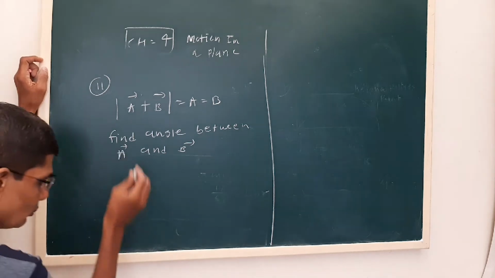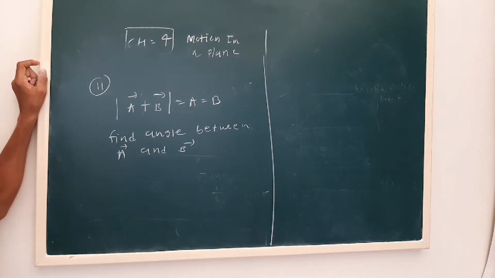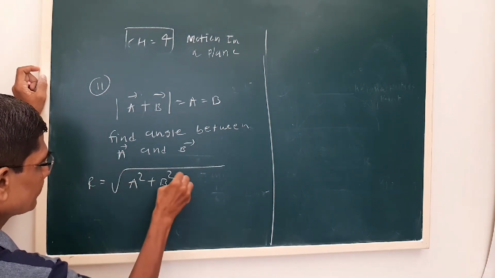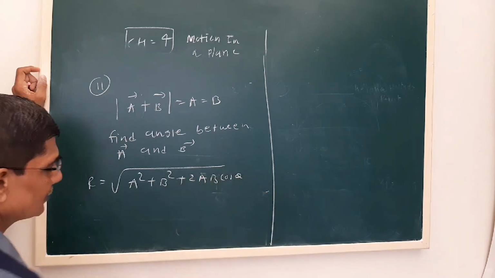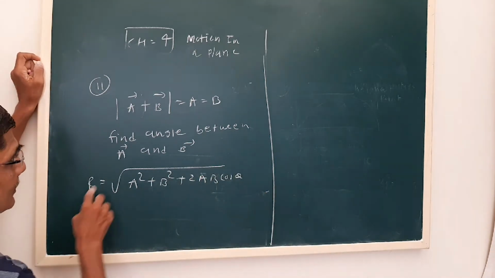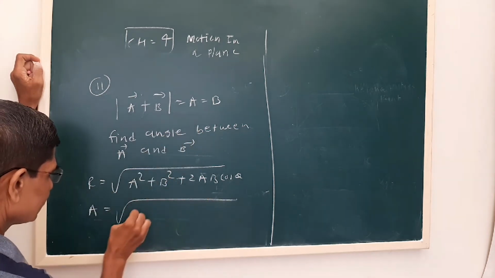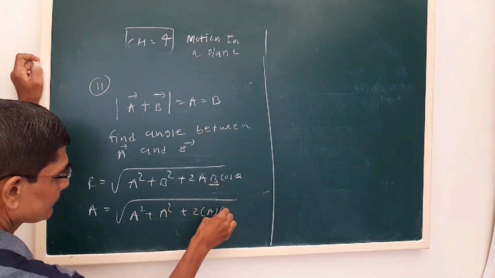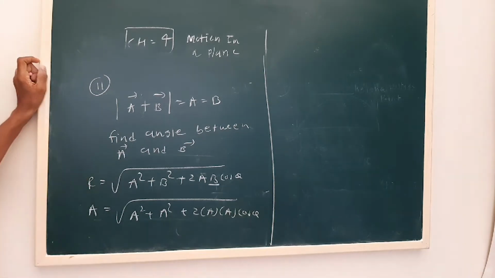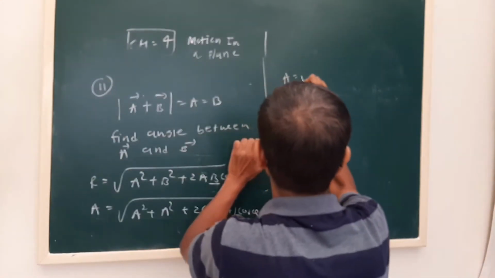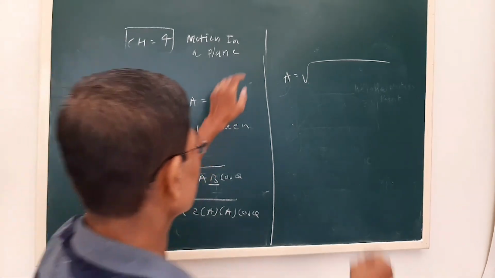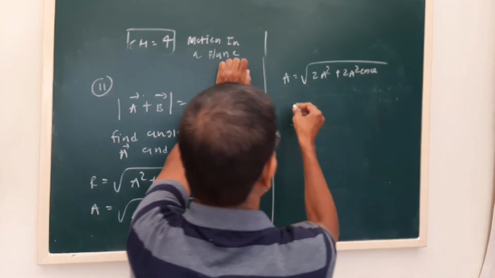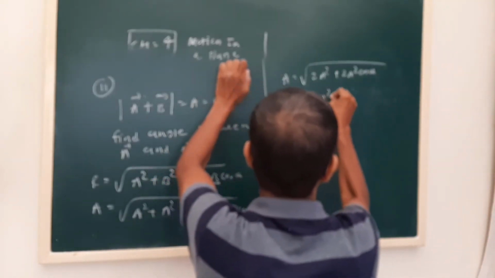Now when two vectors and the angle between them are given, the resultant vector we obtain is root of A square plus B square plus 2AB cos theta, where theta is the angle between vectors A and B. The resultant also is A, and B also is equal to A. Okay, now we can solve. A square plus A square is 2A square.